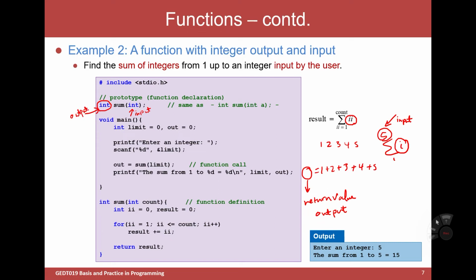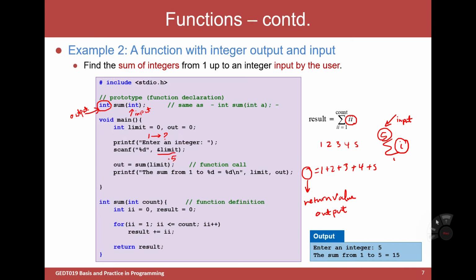Now for this sum function, let's see, in the main function I have integer limit, starting from 0, and output is 0. Okay, and then I read the limit from the user. I say, tell me from where to where you want to sum. You want to sum from 1 to where? So give me the number, the limit. When you give me the limit, say for example 5.